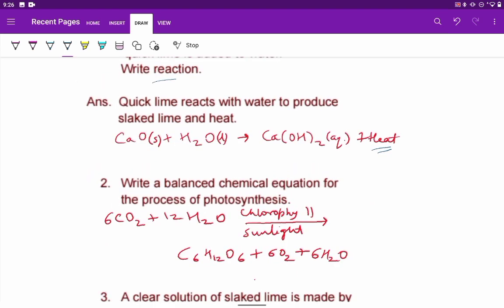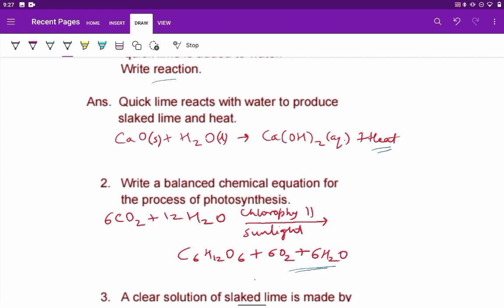Next question, write a balanced chemical equation for the process of photosynthesis. So as we all know, carbon dioxide and water is required, and the process is done in the presence of chlorophyll and sunlight. So the equation is 6CO2 plus 12H2O produces C6H12O6 plus 6O2 plus 6H2O. So this is the equation, 6CO2 plus 12H2O in the presence of chlorophyll and sunlight produces C6H12O6 plus 6O2 plus 6H2O. So again I am repeating, it's a very important equation.